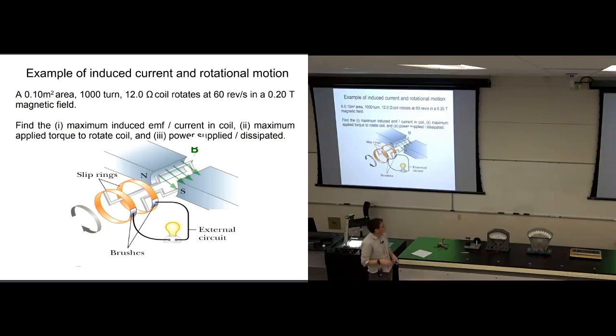Finally, since this is an electrical generator, we're going to compute what power we're putting in by rotating the coil, and what electrical power we're getting out through the electrical circuit.